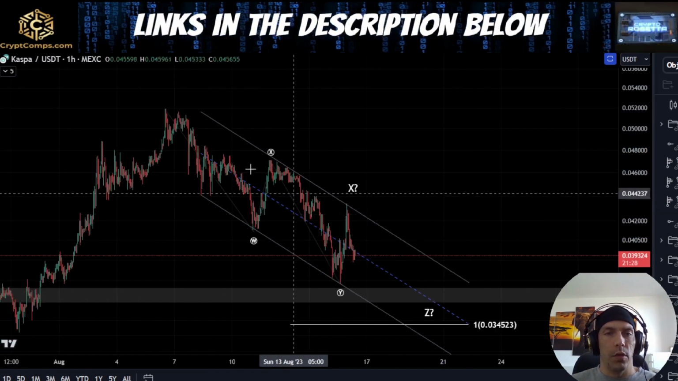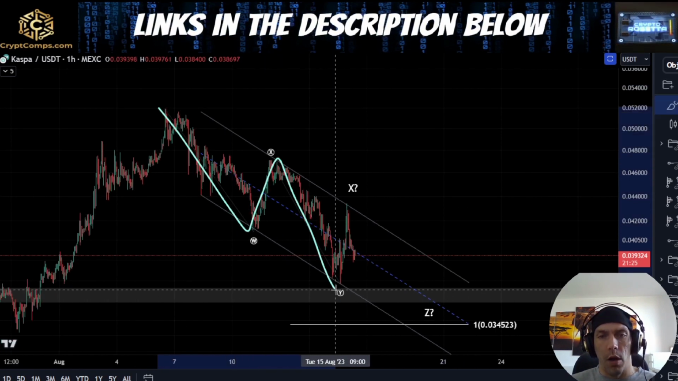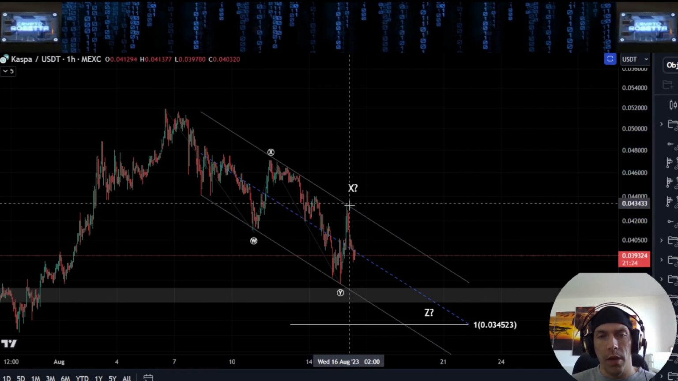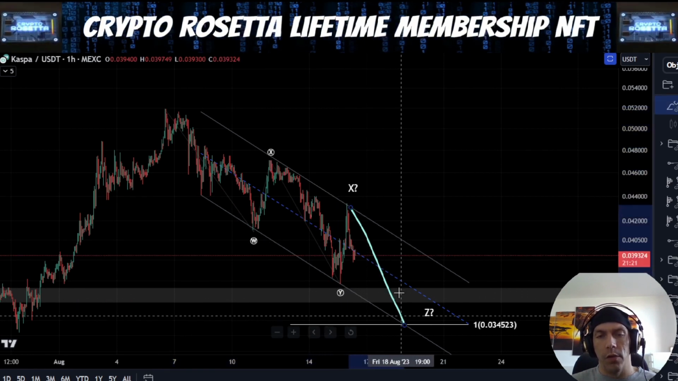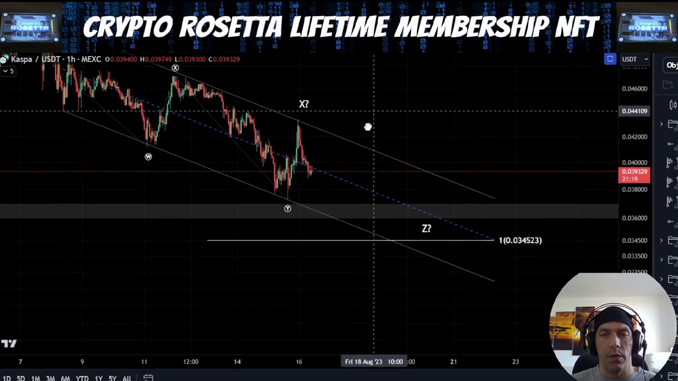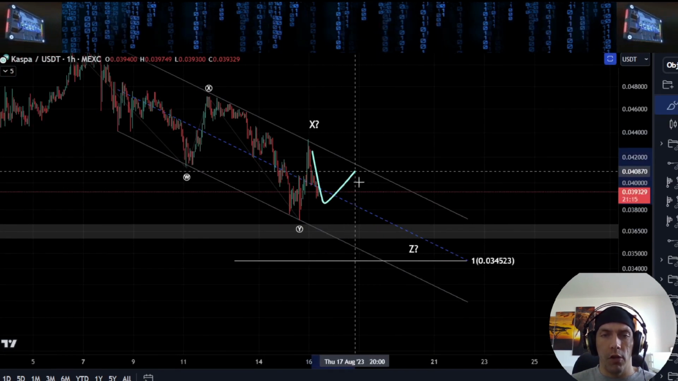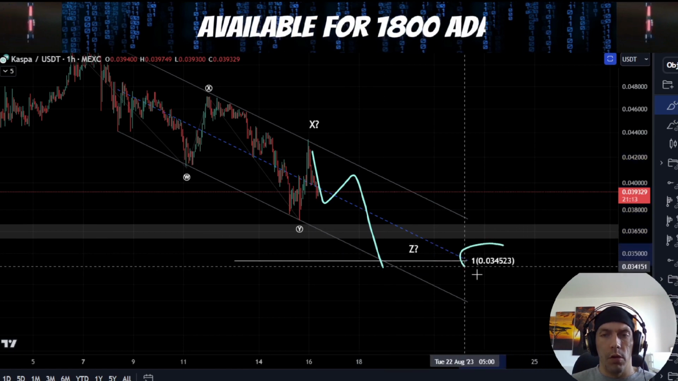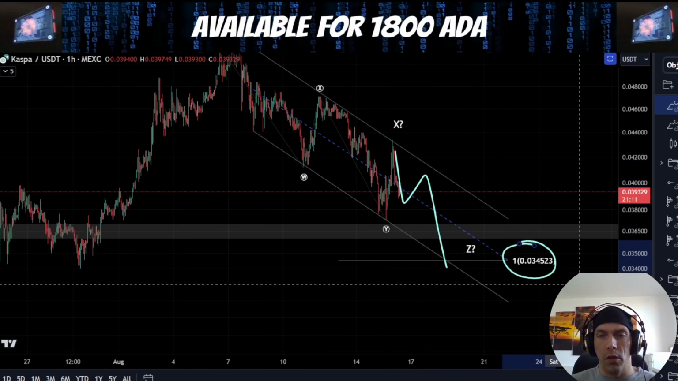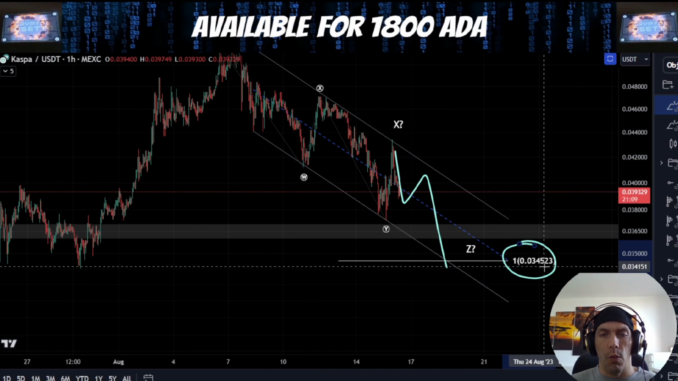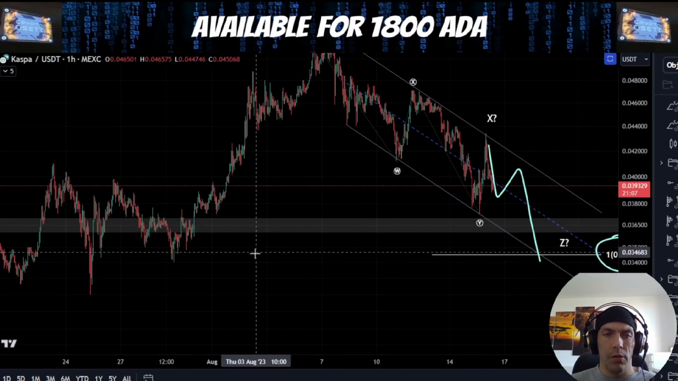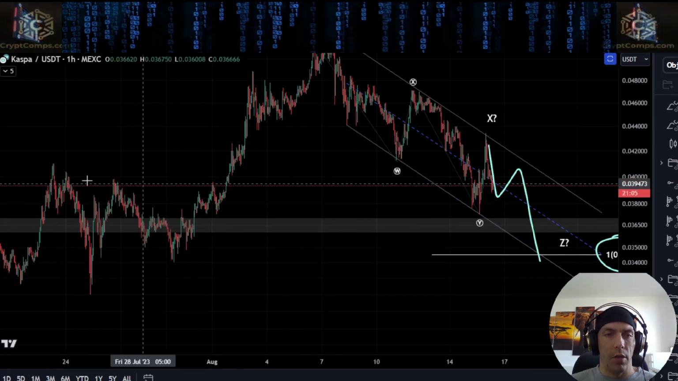Now it is possible that we could have this as W, X, Y. This could also be another X wave here, and we could see another Z wave to the downside. Now if we are looking at this idea of a Z wave down, what this would mean is that we would be looking for 3-wave structure to the downside. Now that 1-to-1 of the W wave would be looking to push us down here towards this 34523, which would be quite an interesting area because it would be bringing us back into the lows of this previous fourth wave.